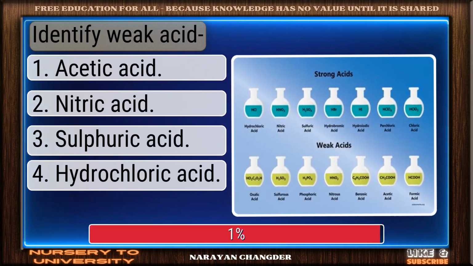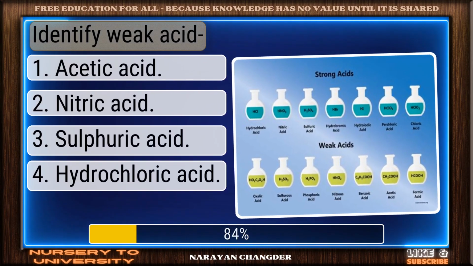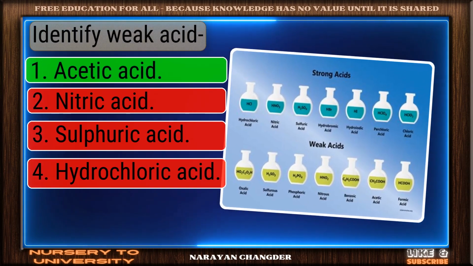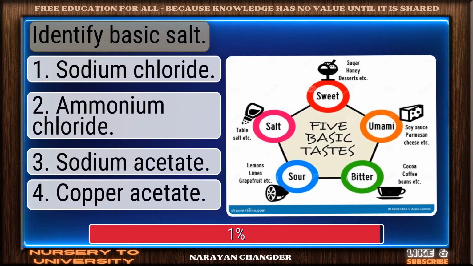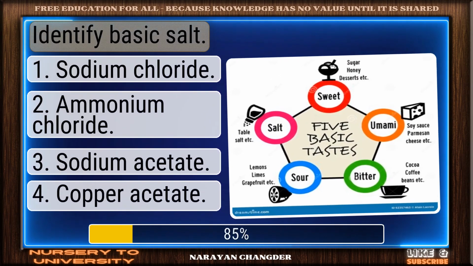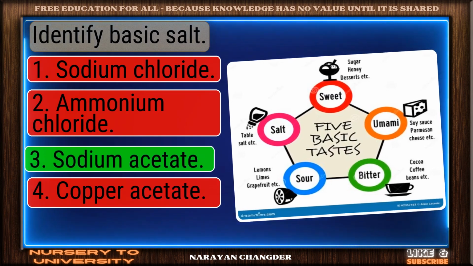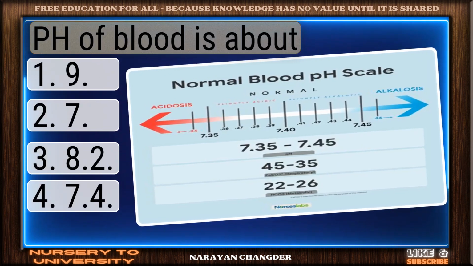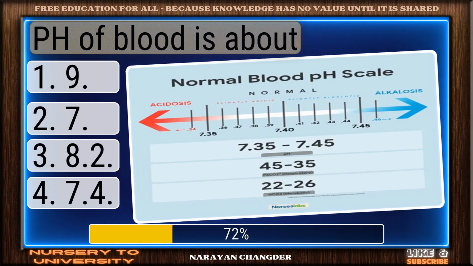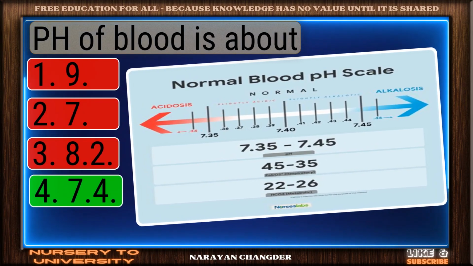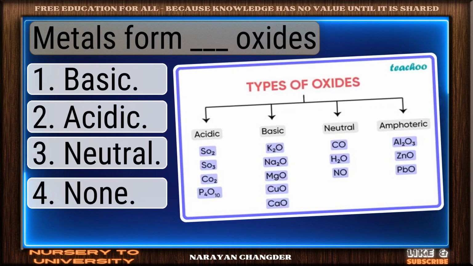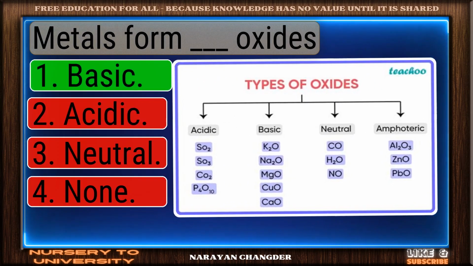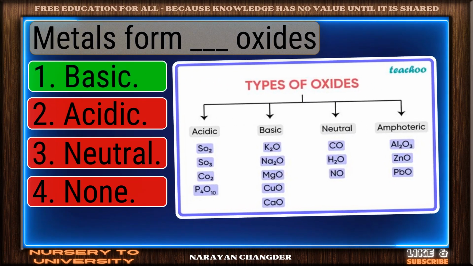Identify weak acid? Exactly. Acetic acid makes sense. Identify basic salt. On track. Sodium acetate is correct. pH of blood is about... Excellent choice. 7.4. Metals form basic oxides. Nicely done. Basic is solid.